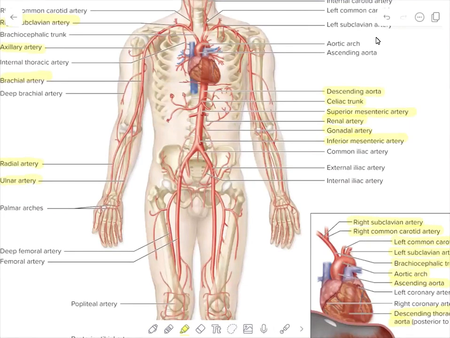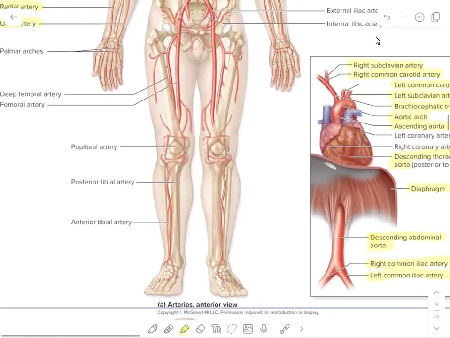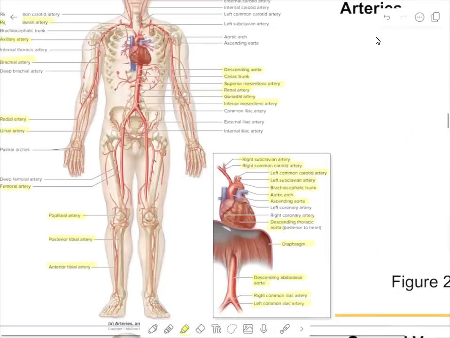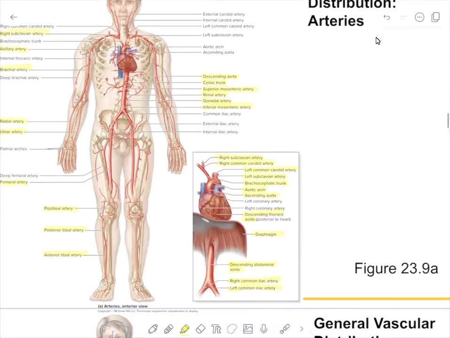the gonadal artery. And then in the leg, the iliac artery is going to lead to the femoral artery, popliteal artery in the knee, posterior tibial artery, and anterior tibial artery. So those are responsible for taking blood away from the heart.